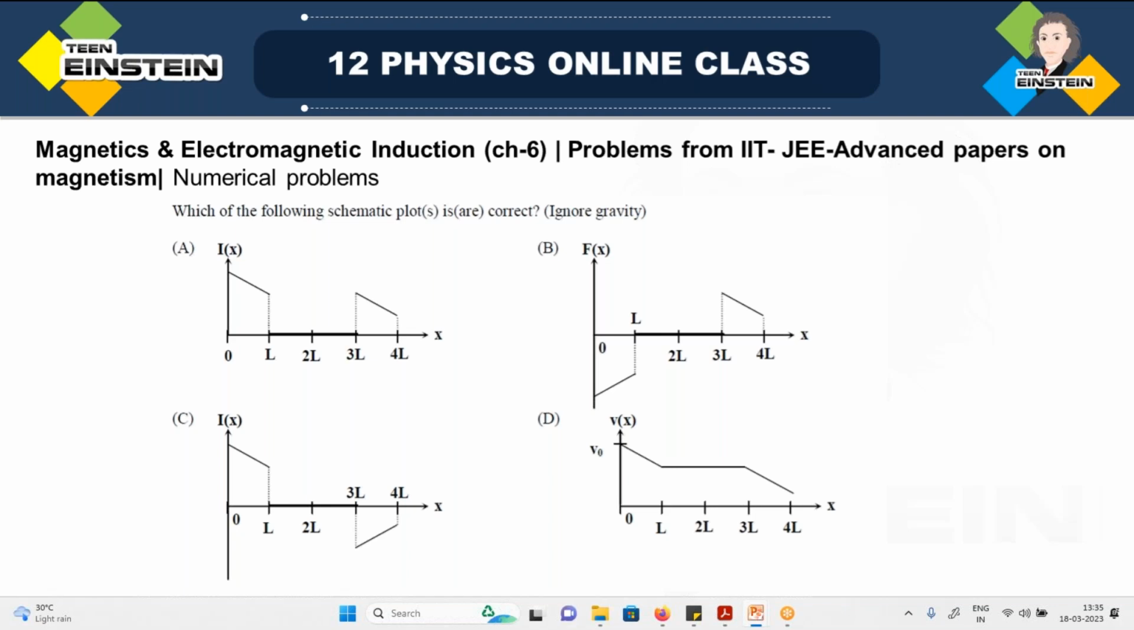In between, 0 to L it was maximum, then it falls down, it is fine. So L to 3L it will be 0, again it was maximum, and from there it will be falling off. So this seems to be correct. Let us see this one. So this is going in the negative direction.